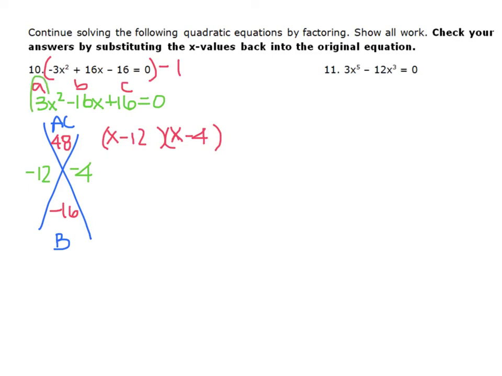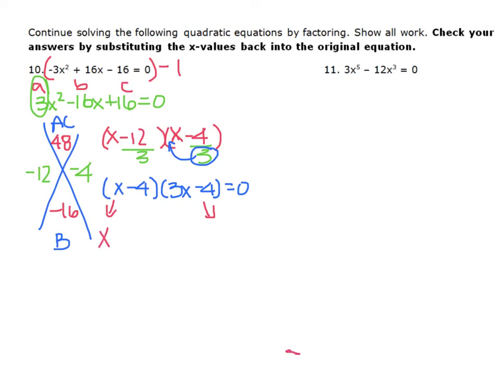I'm going to divide those numbers by my lead coefficient, which is 3. Now let's reduce. So here I get x minus 4, because negative 12 divided by 3 is negative 4. Notice negative 4 divided by 3 doesn't reduce, so I take the denominator, move it to the front. So I get 3x minus 4 equals 0. Zero property rule, I just make each set of parentheses equal to 0. And 3x minus 4 equals 0.